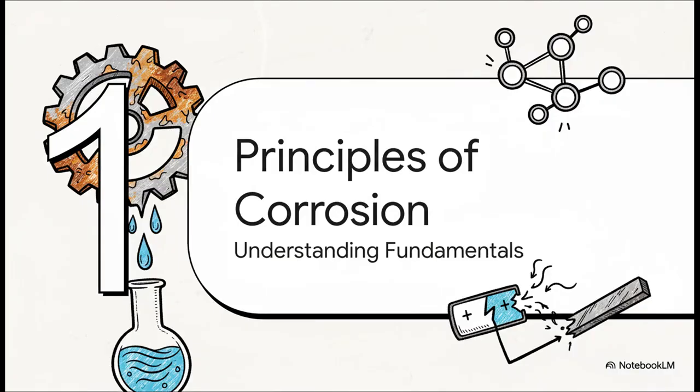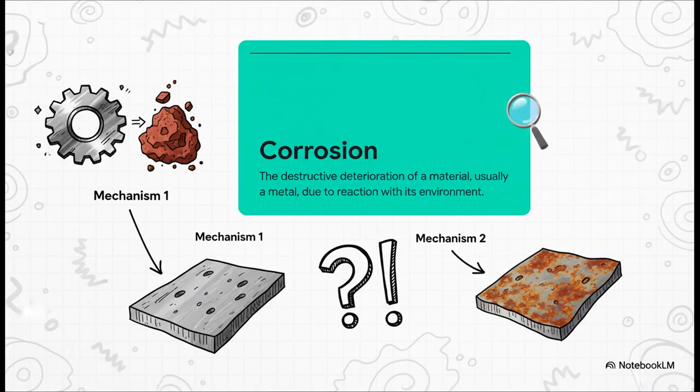Okay, first things first. We've got to build a solid foundation. You can't really tackle the problem if you don't understand what's actually happening at a chemical level. So let's define our terms. At its heart, corrosion is really just nature's way of recycling. You see, a refined metal is in an unstable, high-energy state. It wants to get back to its natural, stable form, like an ore.